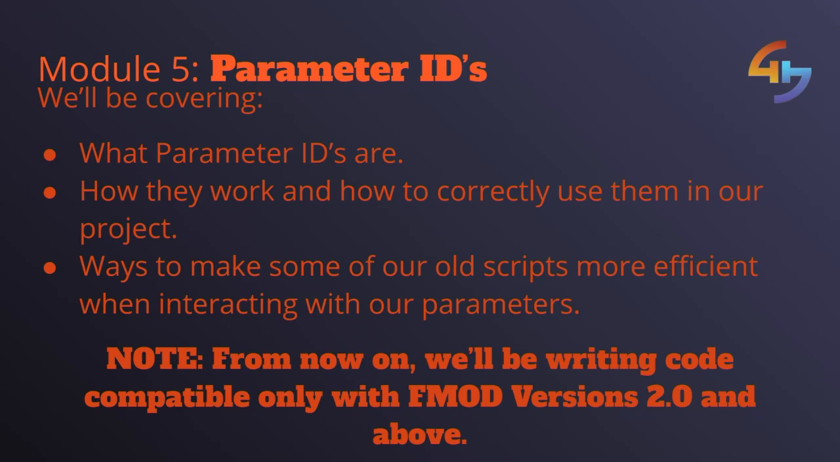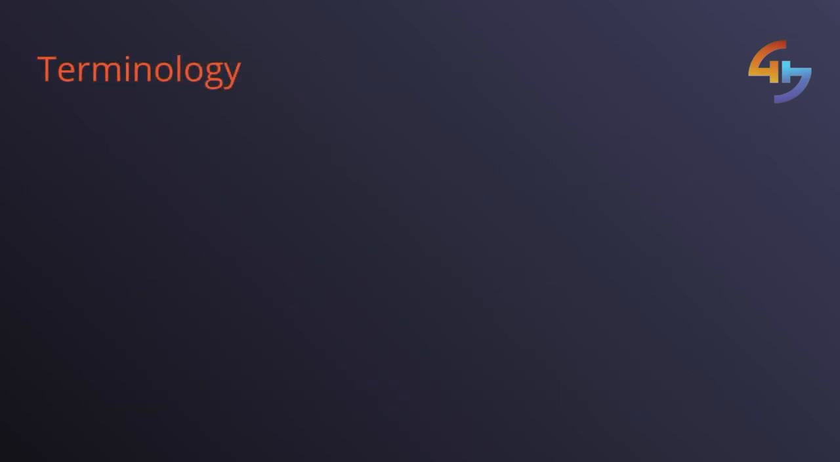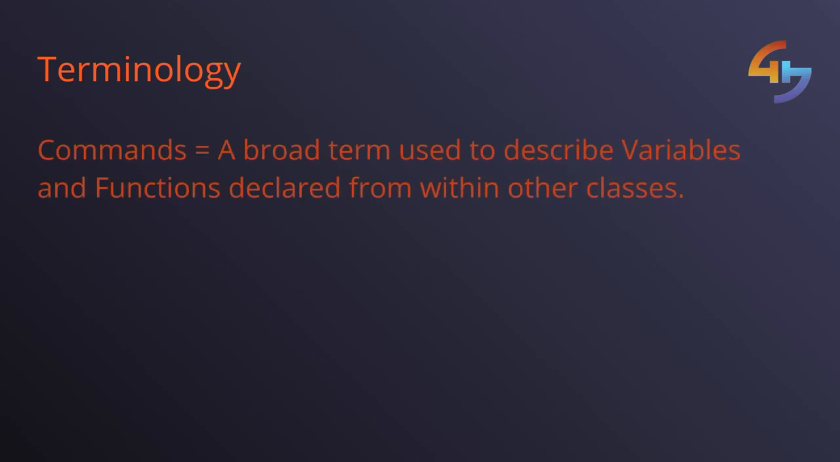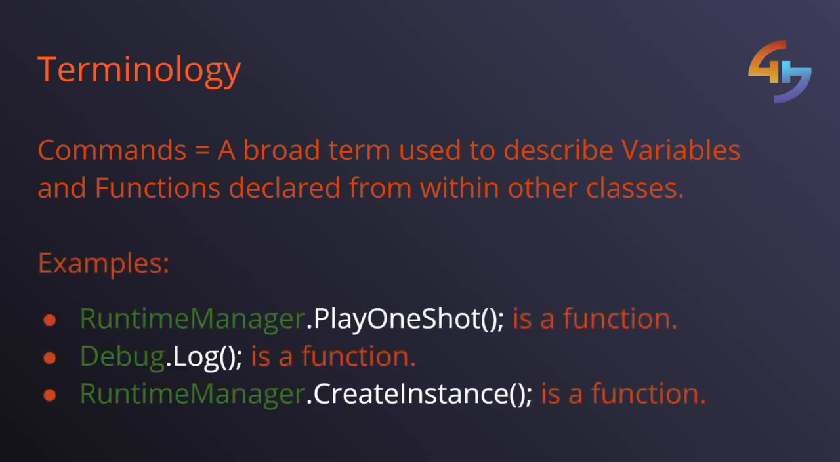As well as this, I'd like to clarify some terminology before we move forward. Up until now, I've referred to a lot of lines of code that we've looked at as commands, especially when it comes to code from within FMOD's API. Now, a lot of these commands were actually functions or variables that had been declared from within different scripts or classes. For example, play one shot is actually a function that was declared within the runtime manager class.